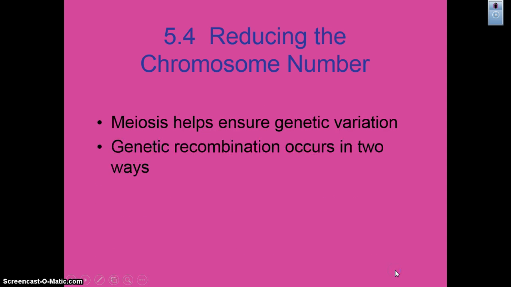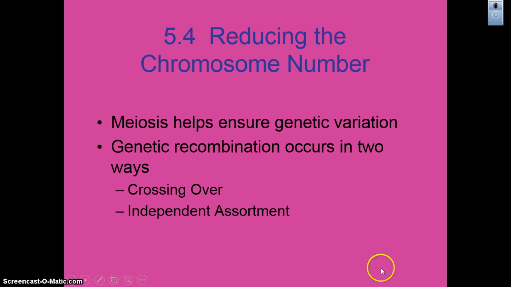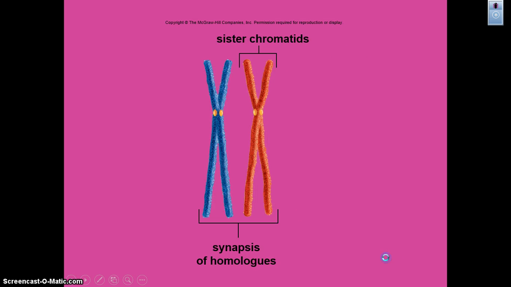Meiosis helps ensure genetic variation, and genetic recombination happens in 2 ways during meiosis. It goes through the process of crossing over during synapsis. Synapsis only happens in prophase 1. You need to remember that. And independent assortment, which is one of Mendel's laws of heredity, and we'll talk more about that in the next chapter.